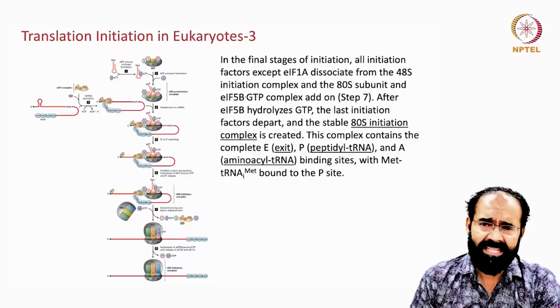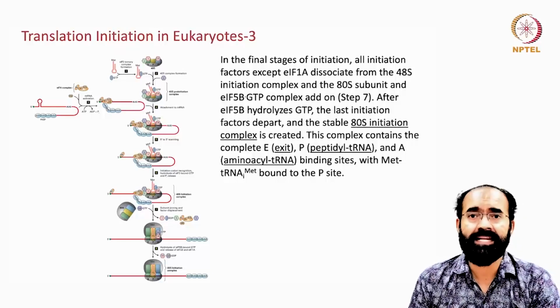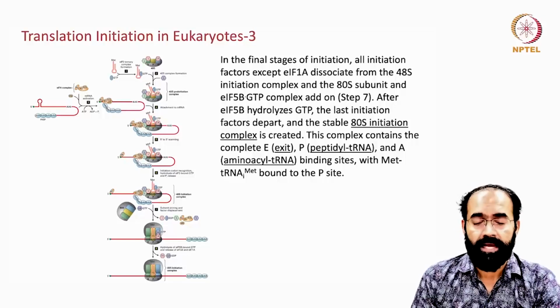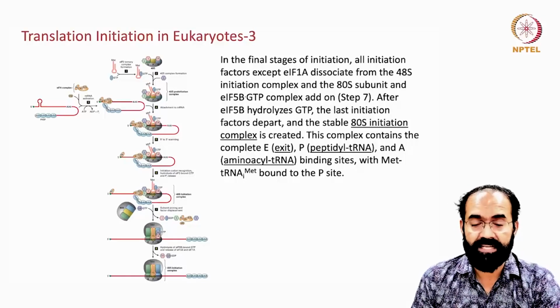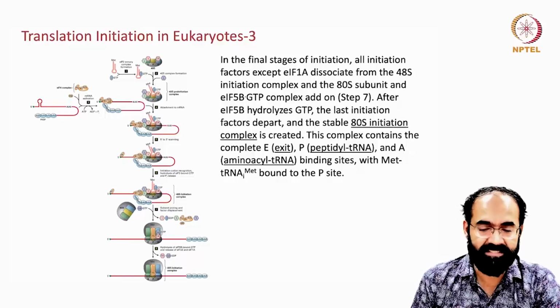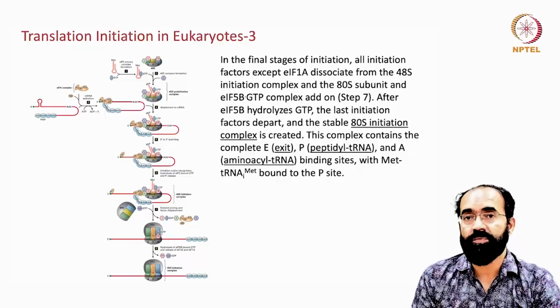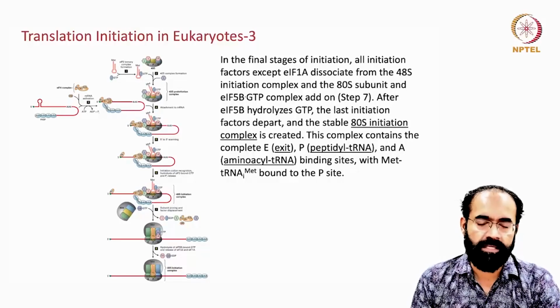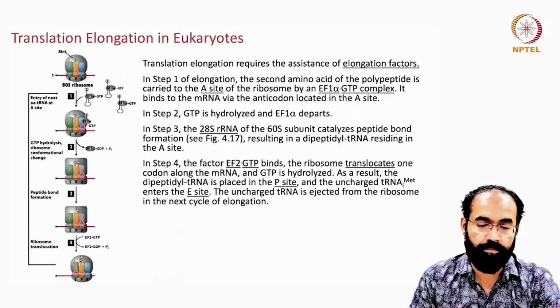So the A site is called the acceptor site, where the fresh aminoacyl tRNA comes. The P site is the peptidyl bond forming site, and the E site is the exit site, and so this will continue in a sequential manner, as I described.